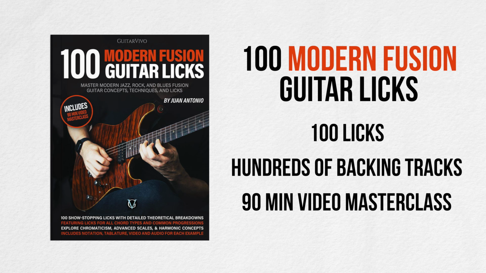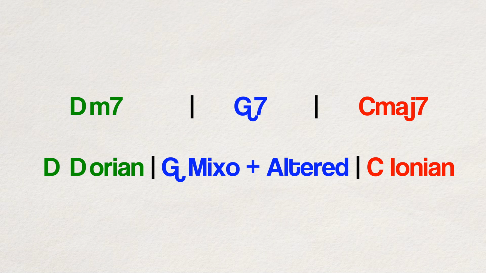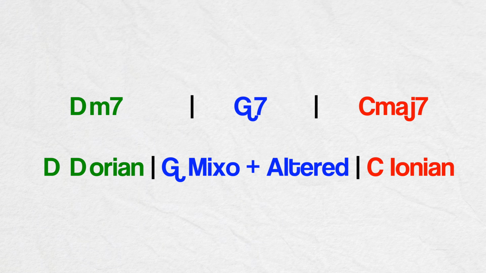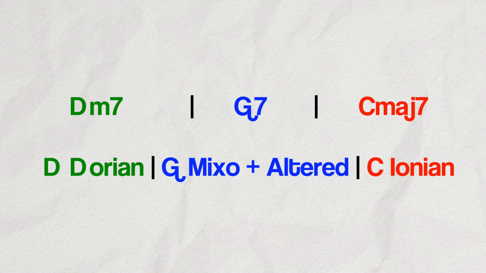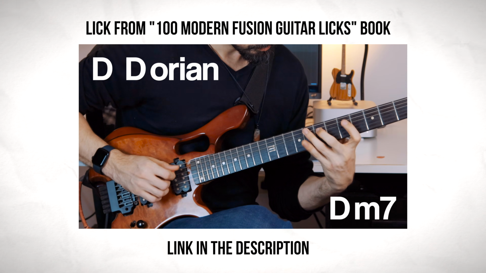This lick from my book 100 Modern Fusion Licks uses exactly the chord scale relationship to grab some scales and apply them. So over the D minor 7, we're going to be playing D Dorian, which fits perfectly against the D minor 7. Against the G7, we're going to be doing Mixolydian and a little bit of altered. So we're using a scale that fits perfectly and one that creates a little bit more tension. And then we're going to be using the C major scale against the C major 7.